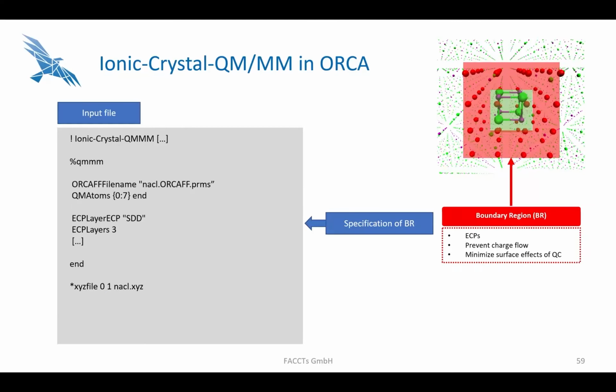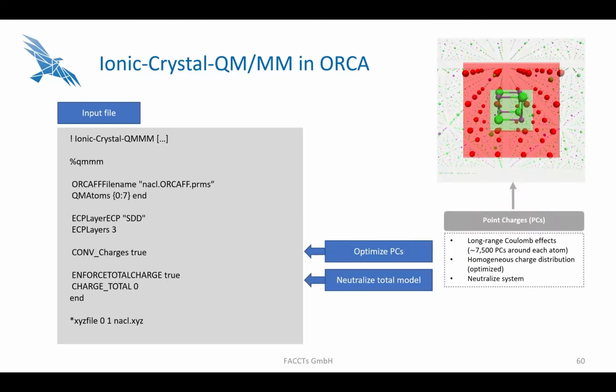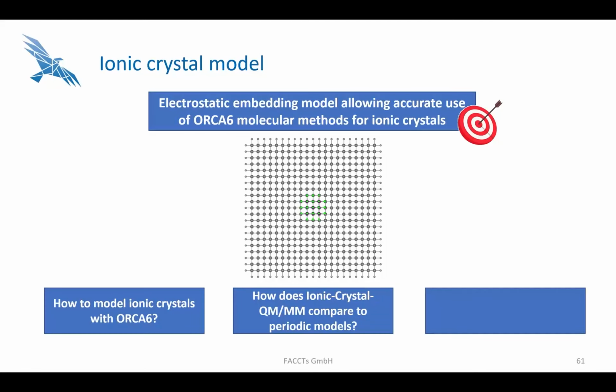Besides the quantum cluster, in the QMM block we also have to define the size of the boundary region by specifying the number of ECP layers, and also specify that we want to optimize our point charges as well as that we want to have an overall neutralized system, as we defined as a necessity already in the beginning when introducing the model.